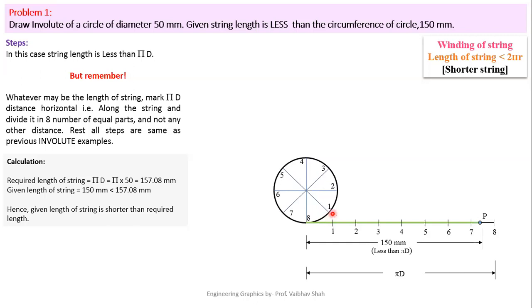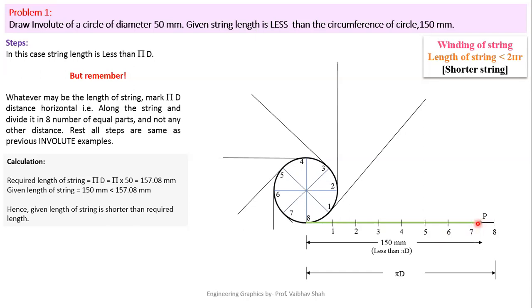So we'll be drawing tangent lines from each of the points like our previous examples. So let us draw tangent lines from 1, 2, 3, 4 and likewise from each of the points. Tangent line from 4, tangent line from 5, tangent line from 6, tangent line from 7. Now next step, when you try to wind this string around this circle, the portion of 0 till 1 will wound around the circle and you will be having remaining string from your 1 point till your P point.